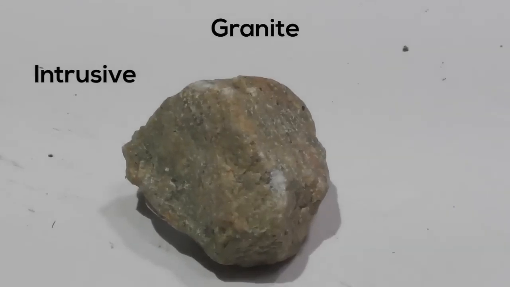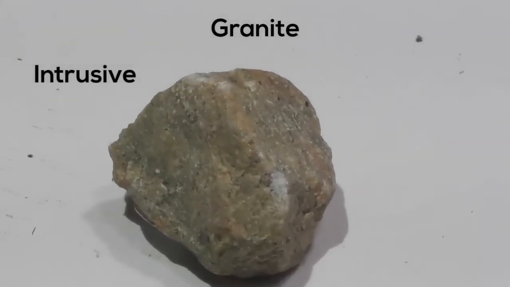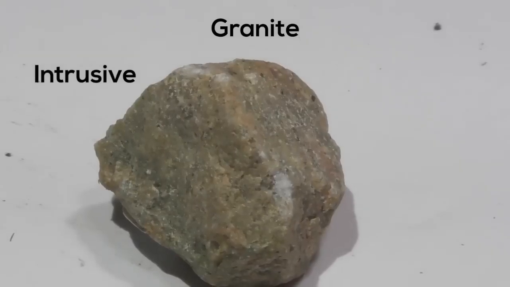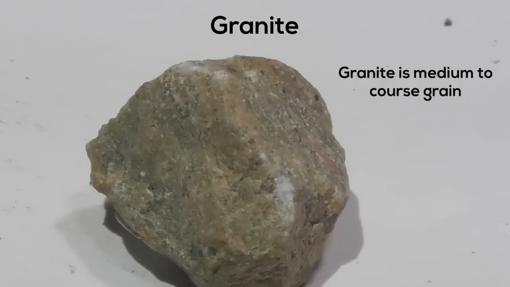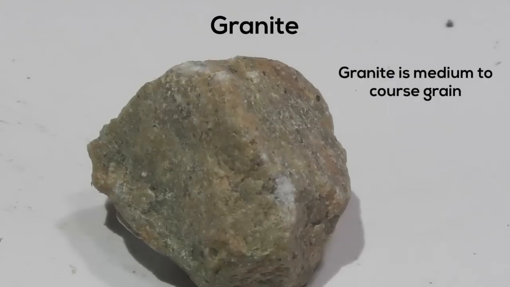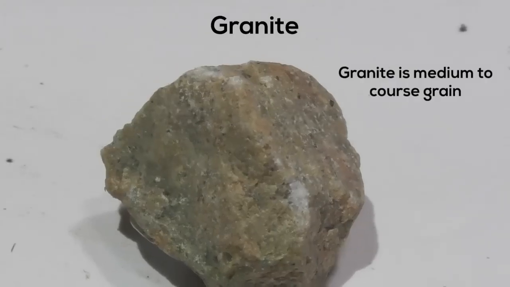Next, we have granite. Granite is an igneous, intrusive, or plutonic rock. It's made up of feldspar, quartz, and mica. It has medium to coarse grained crystals and a hardness between 5 and 5.5.